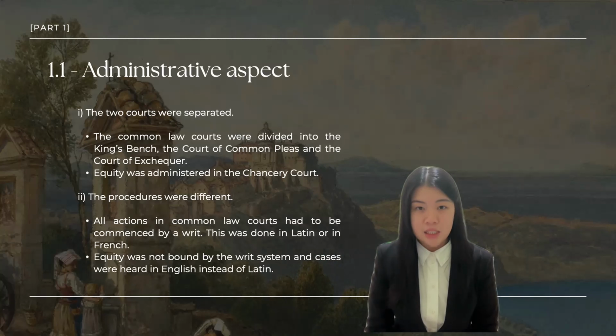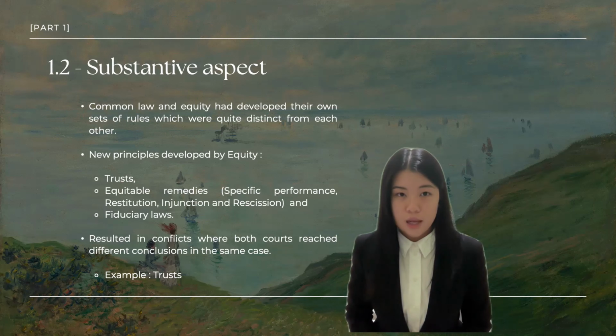Equity, on the other hand, was not bound by the writ system, and cases were heard in English instead of Latin. The consequences of having separate courts would be that a claimant faced the difficulty of having to elect a court to enforce his rights. The other reason for having separate courts was because common law and equity had developed their own set of rules which were quite distinct from each other.